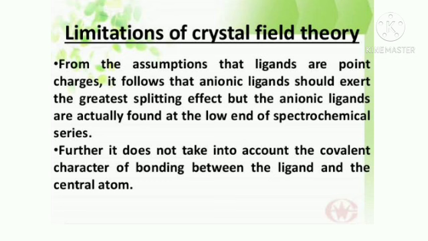We know that in the weak field there are Br minus and I minus, they act as weak field ligands, isn't it? Crystal field theory is not successful in explaining why these anionic ligands act as weak ligands. Then the crystal field theory does not take into account the covalent character of bonding between the ligands and the central metal ion. So these are the limitations of the crystal field theory.